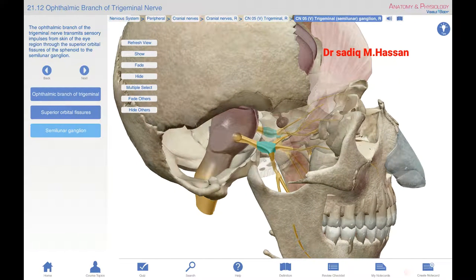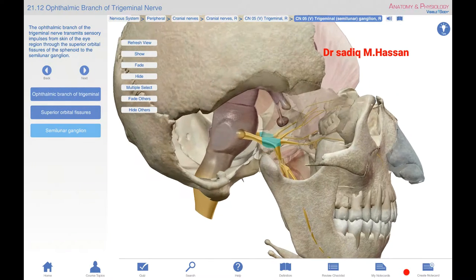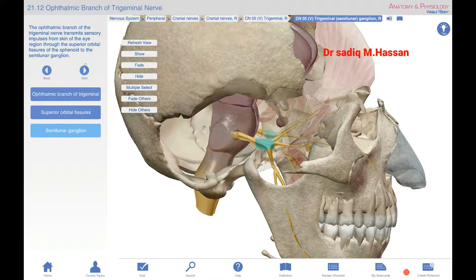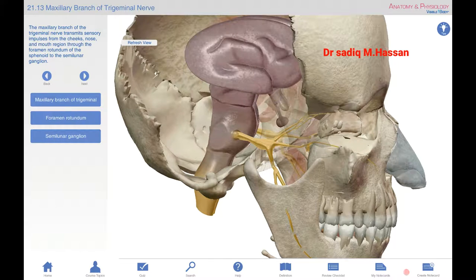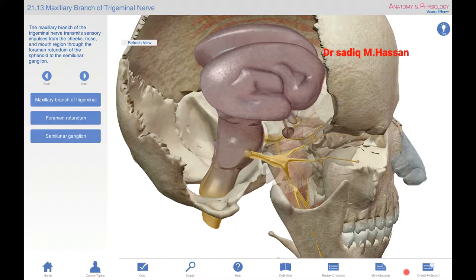It is a ganglion where the three parts of the nerve come together and divide into branches that carry sensation to the sensory organs. A ganglion, by definition, is a group of nervous system cells lying outside the central nervous system.